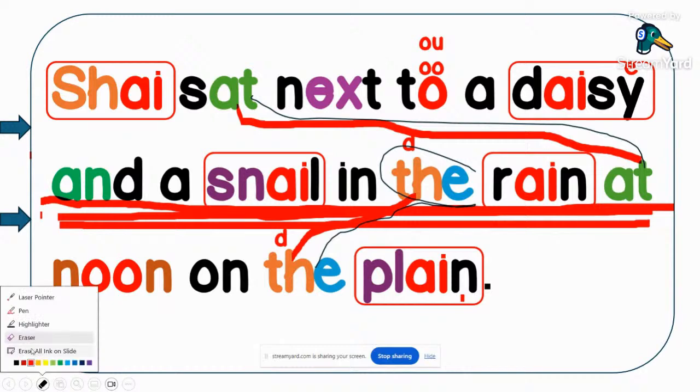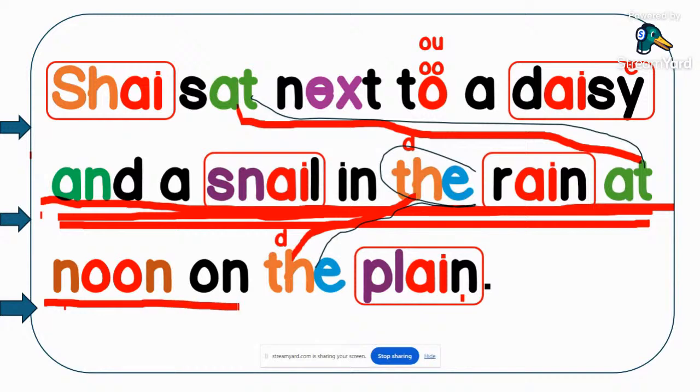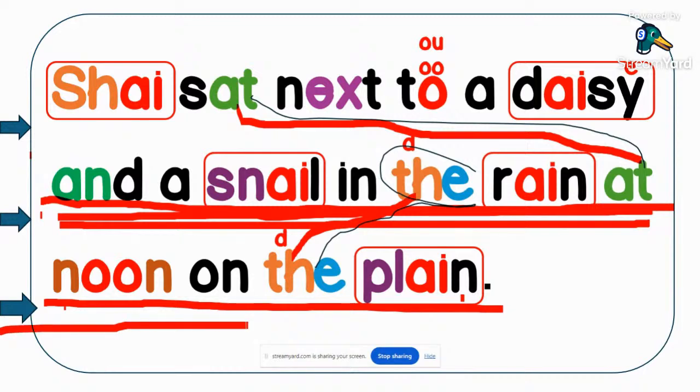All right. So let's read this part from the top. Let's go. I'm sure that you'll do very well. Noon on the plane. Let's read it again. Noon on the plane. Faster now, let's go. Noon on the plane.